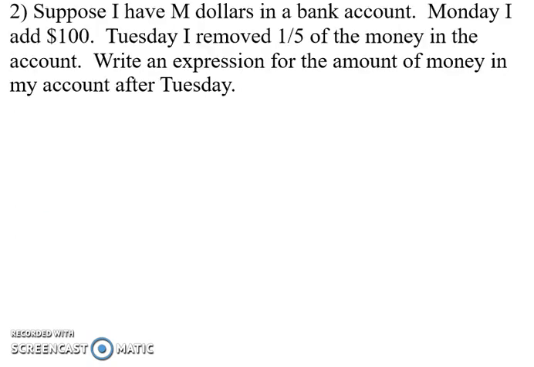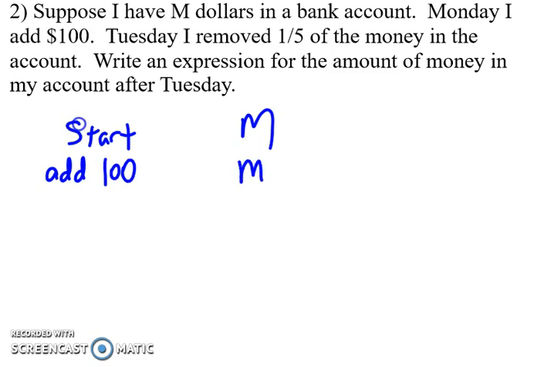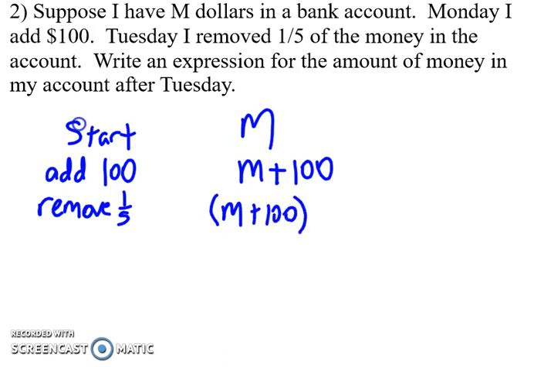Now let's look at the next problem here. Here I see that I'm going to start with M dollars in the bank. On Monday, I add 100. So that means I now have what I started with plus $100. Tuesday, I remove one fifth of currently what is in the bank. So, what's in the bank right now? It's not just the M, it's the M plus 100. So, I have this M plus 100 in the bank, and I'm removing a fifth of that M plus 100.